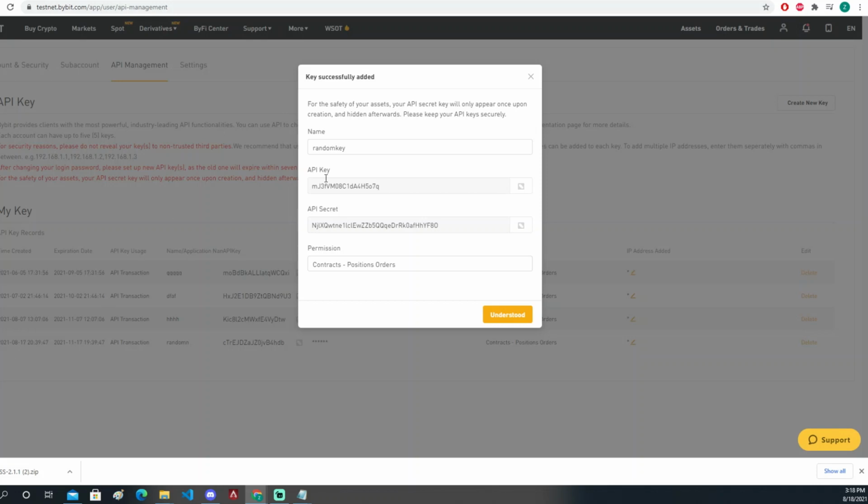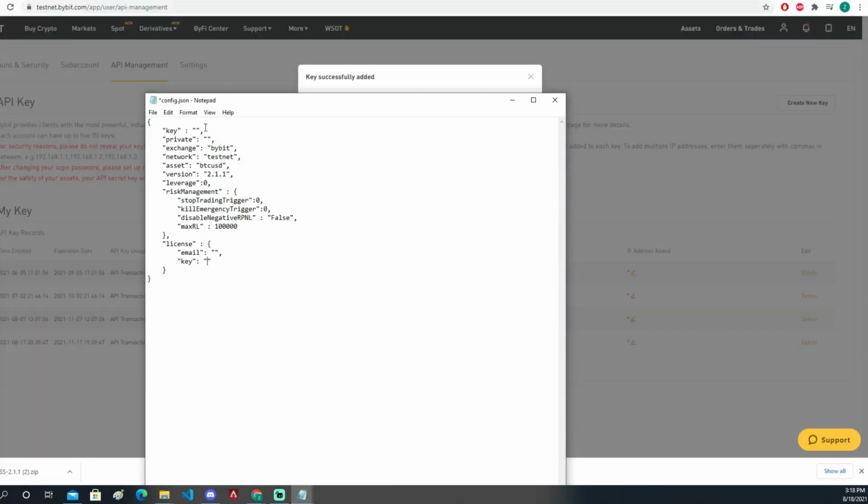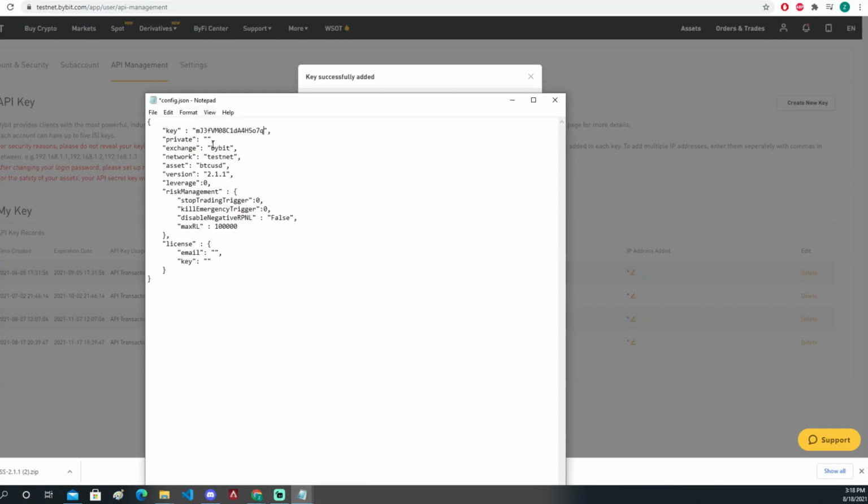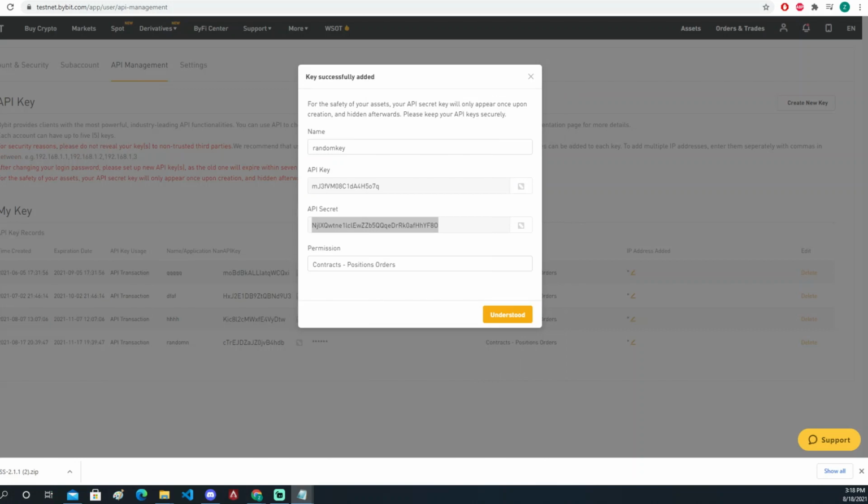There we go. So the API key goes into this field for the key, and the secret key you put below it. All right, the last thing you do is the email and the key, and let me do that out of this recording. One second. And once you have filled in your email and your key, you can save this config and close it. So that's what I'm about to do.